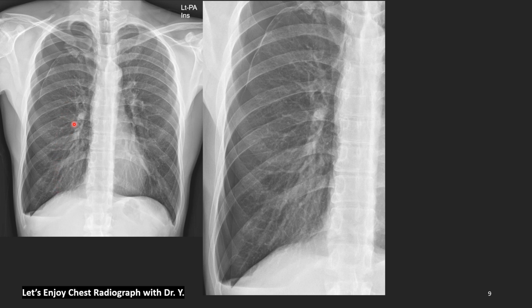This is an erect film, and there are several small bullae at the apex, and as we see, a transverse horizontal line of fluid here. Actually, this is hydropneumothorax. If we magnify with more meticulous eyes, this is the minor fissure between the upper lobe and middle lobe. This is the oblique fissure, the major fissure, and this is the lower lobe.